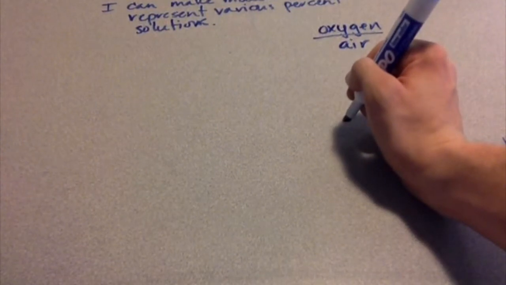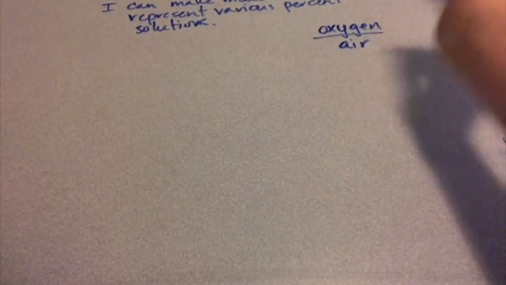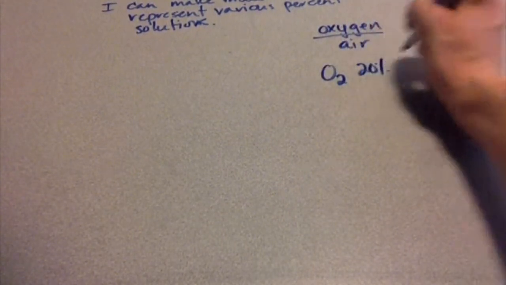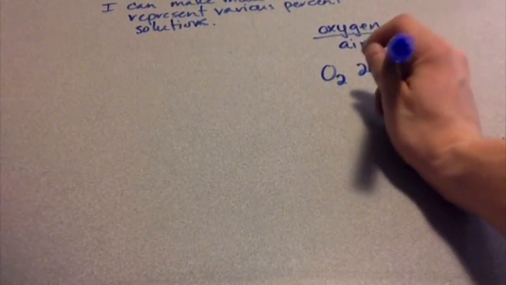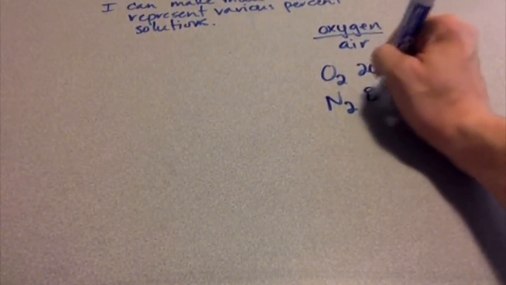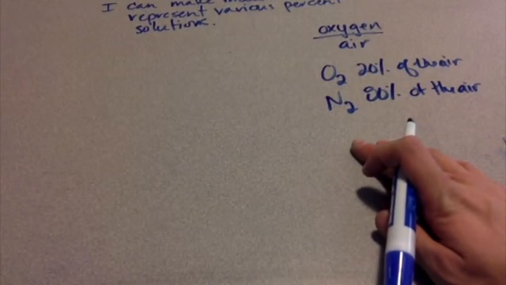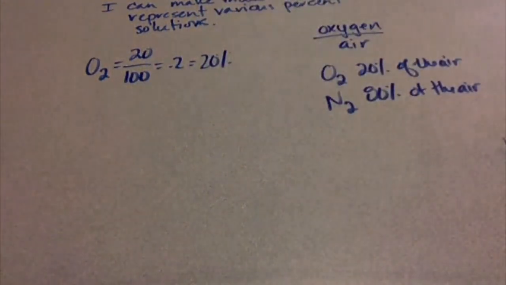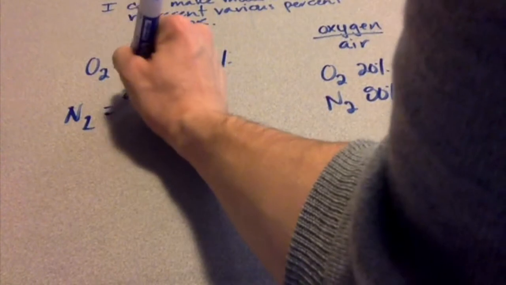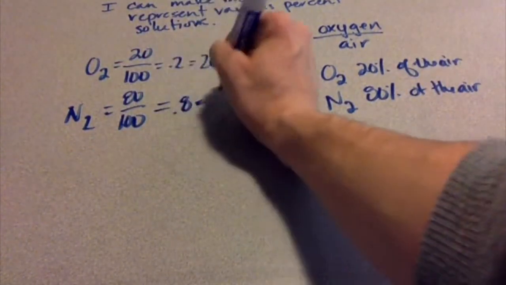So remember on one of our entry slips, we used the example of oxygen in air. Remember that oxygen was 20% of the air. And actually, almost all the rest of that is nitrogen. There is 1% of the air that is other sorts of gases, but for our purposes, we're just going to look at it as 20% and 80%. Okay, so that means for oxygen, 20 out of 100, 0.2 or 20% is the oxygen. For nitrogen, it's 80 out of 100, 0.8 or 80%.